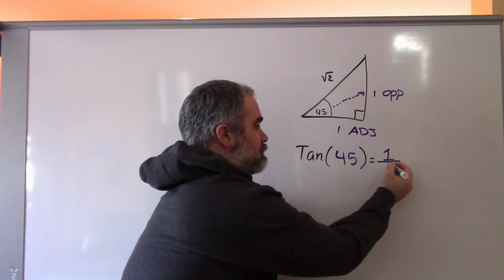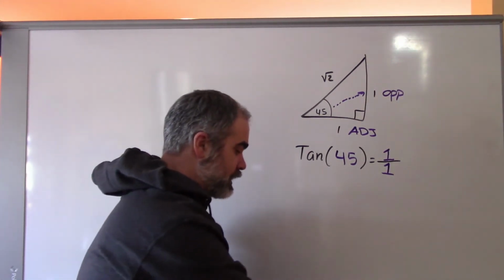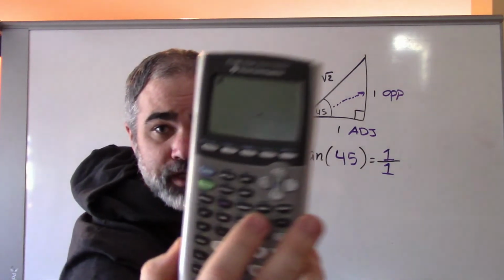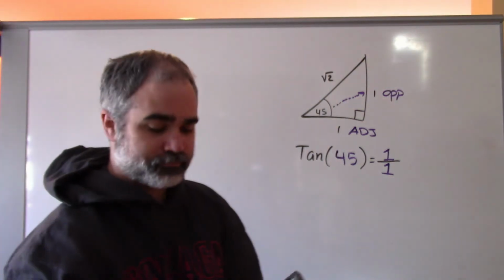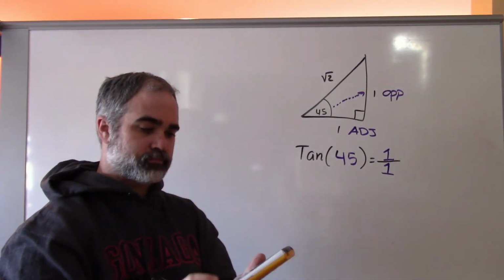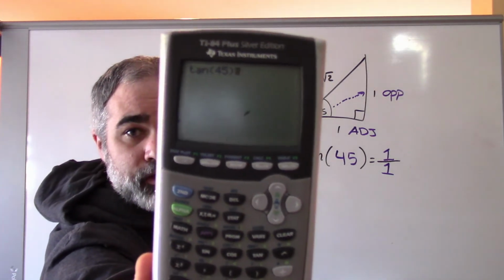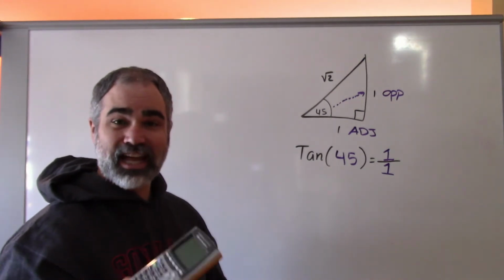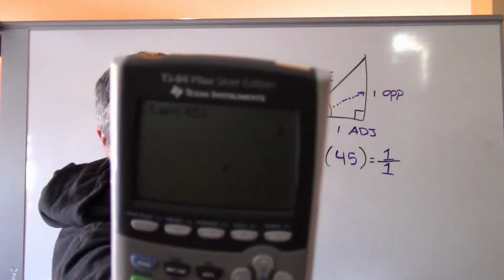So if I type this into my calculator, if I type tangent of 45, and you can go ahead and do that right now. So again, you hit your tangent button, and then type 45. Okay, and if you've got another kind of calculator, it's going to be the same idea. And you're going to hit enter. And if you hit enter, it should give you 1. And mine does as well.